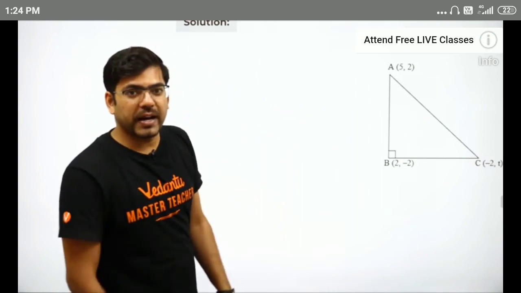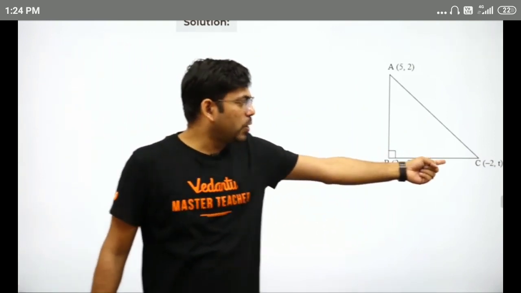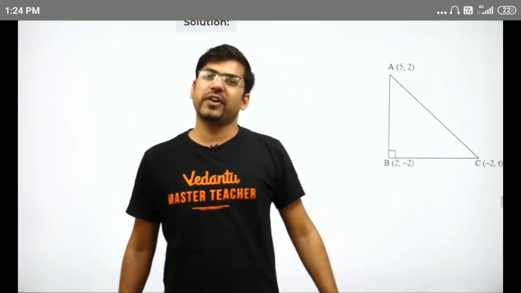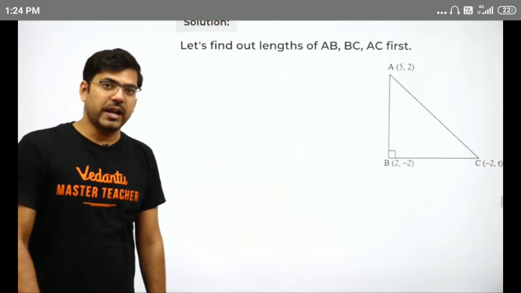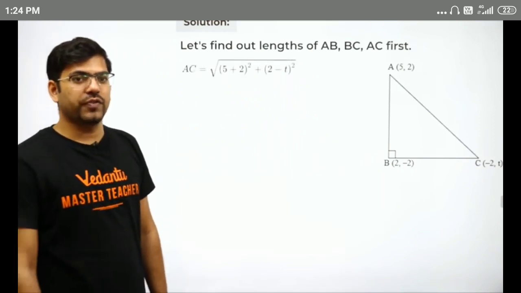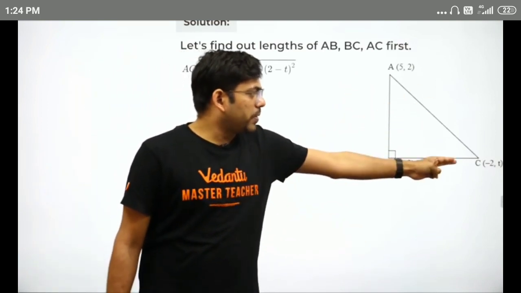Now once you have applied the Pythagoras theorem, then only one unknown is there, that is t. So you will be able to find the t very easily. So let us write down the distance formula first. Find out AB first, then BC, then AC. So first of all, I have to find out AC, that is 5, 2 and minus 2, t.